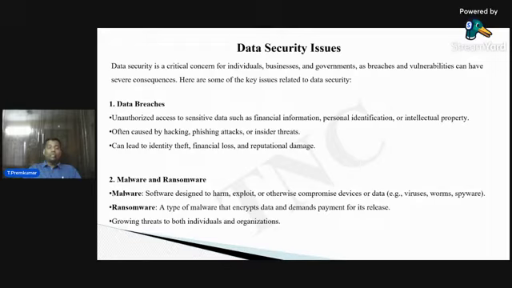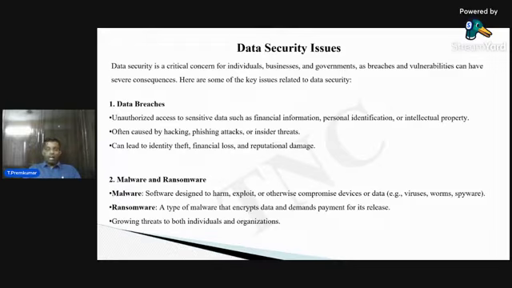So this is what we call data breaches. The next one under data breaches is often caused by hacking, phishing technology, as well as attacks or insider threats. This can also be a part of data breaches, and it can lead to identity theft, financial losses, and reputational damage. So this is what we have in the case of data breaches.